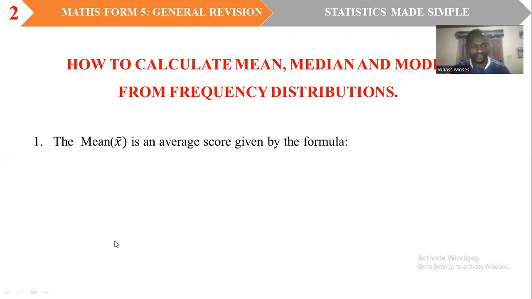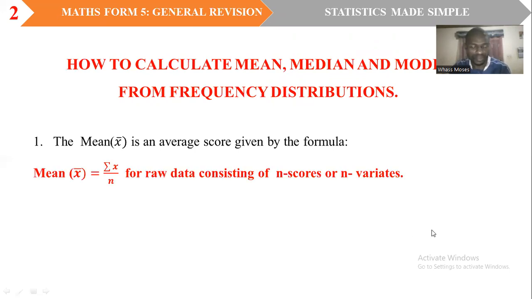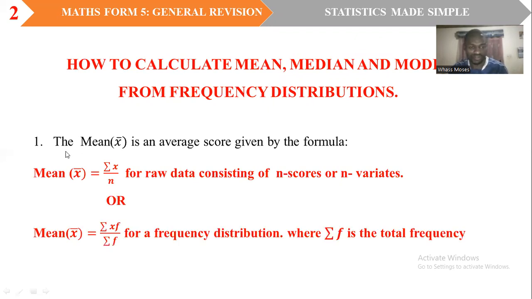One, we first of all recall that the mean is the average score given by the formula mean x bar equals summation x over n for raw data consisting of n scores or n variates. For a frequency distribution, which is our main concern here, the mean x bar will be given by summation xf over summation f. And this summation f in the denominator simply represents the total frequency.